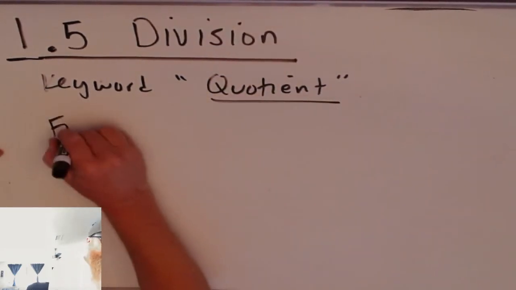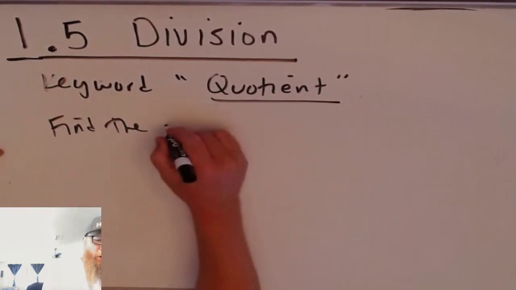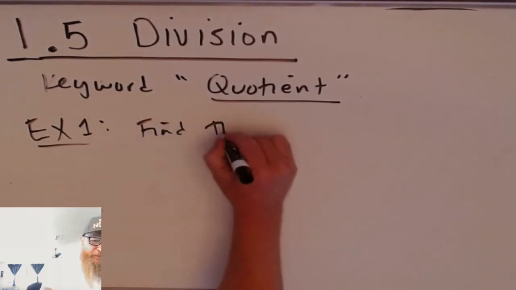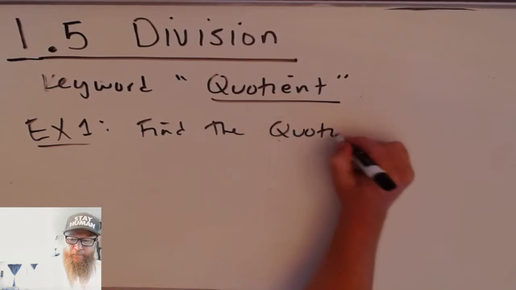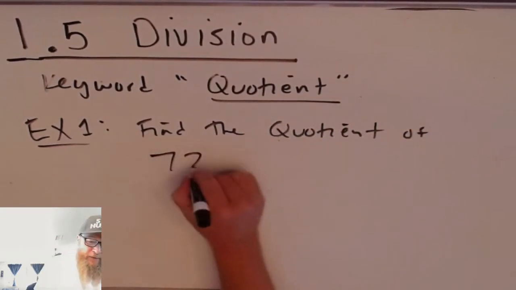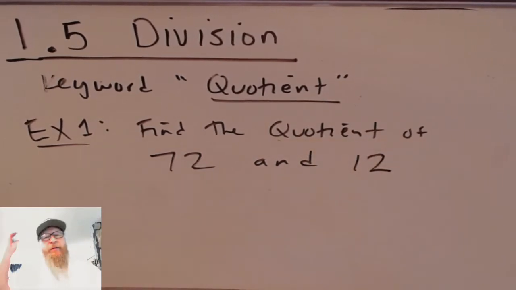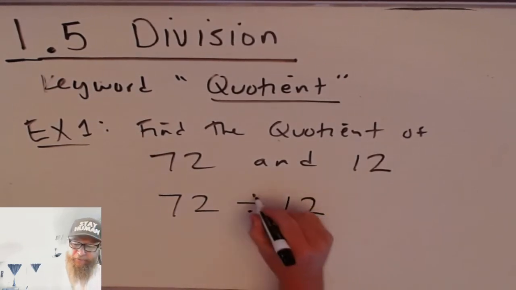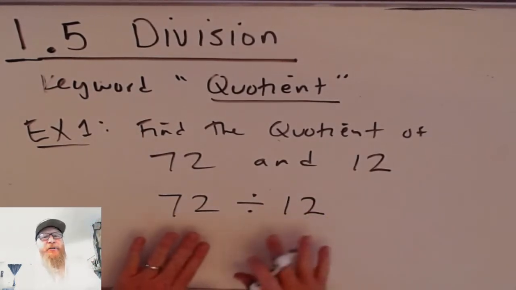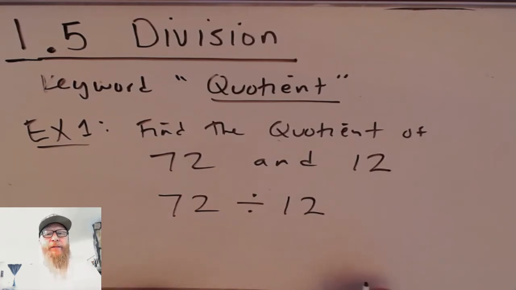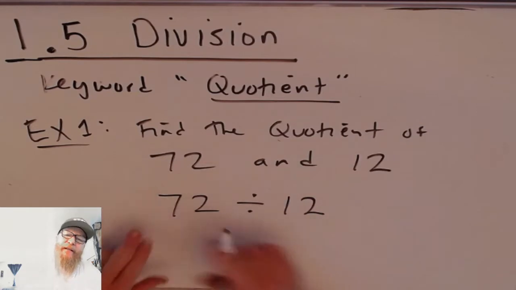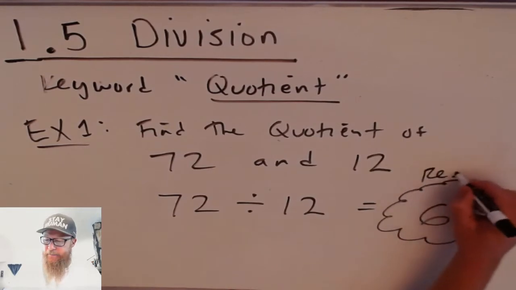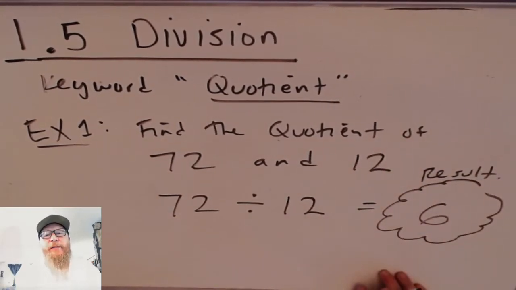If I say find the quotient of 72 and 12, then what I really mean is 72 divided by 12. With something like this, you could probably just do it with mental math. You could ask, how many times does 12 go into 72? And using mental math, you know the answer is 6. That's what we call the result, 6.